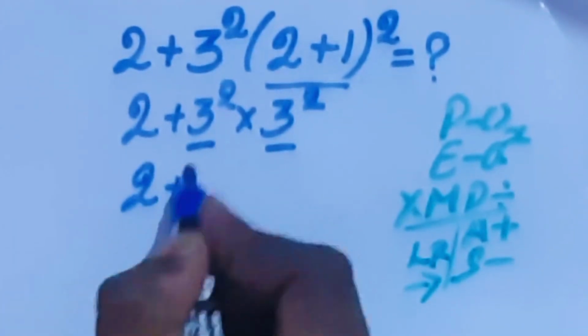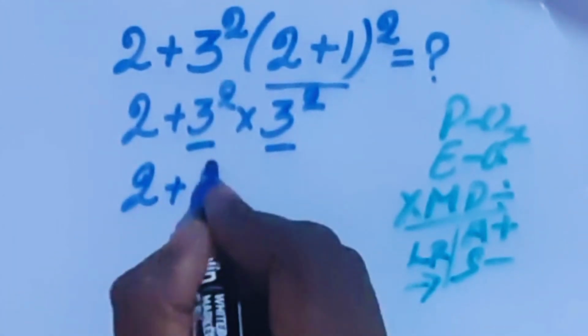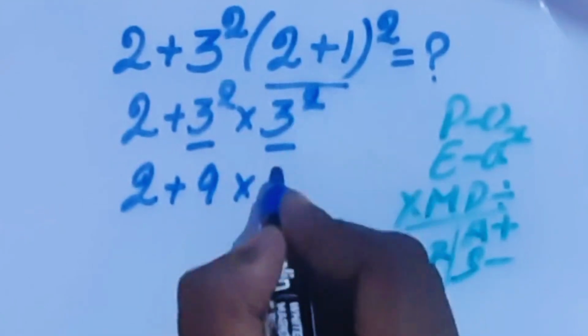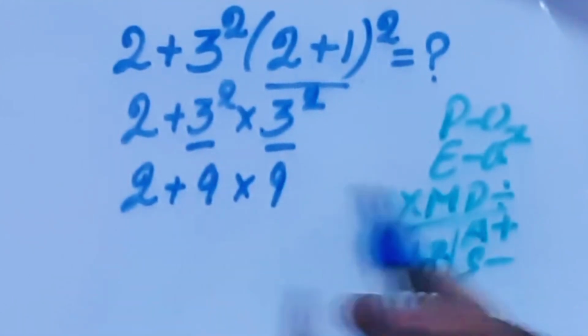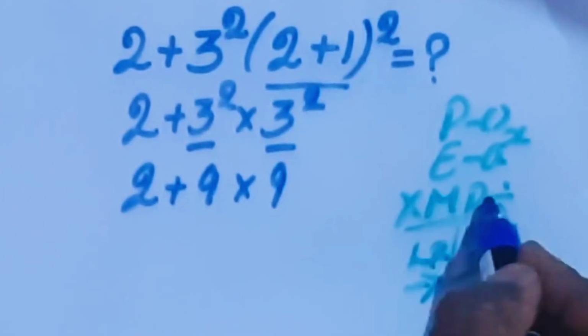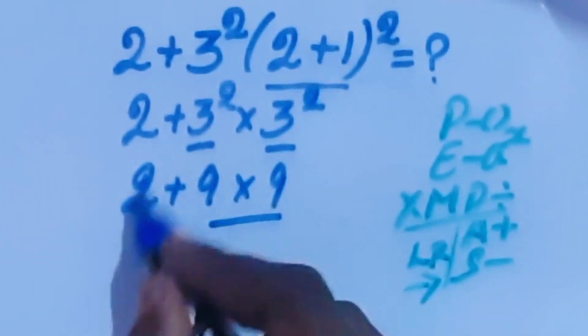Here 2 plus here 3 power 2 is 9, times here 3 power 2 is 9. So we have here addition and multiplication. Here next priority is multiplication and division, so we have to do this multiplication before this addition.